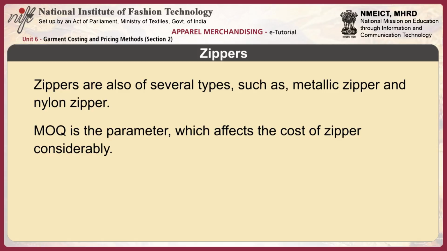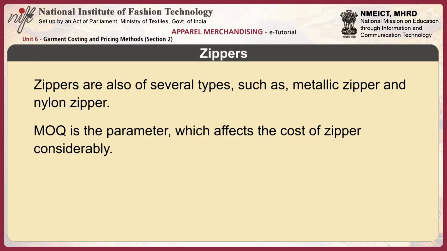Then again, minimum order quantity is a parameter which affects the cost of the zipper. Like it affects any other product, it also affects the zipper considerably. At a certain minimum order quantity only, you will get your desired price for your zipper. So, if you order the minimum order quantity, you are likely to get a very good price for your zippers.